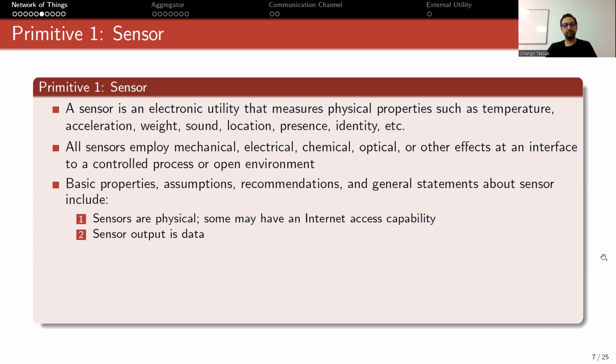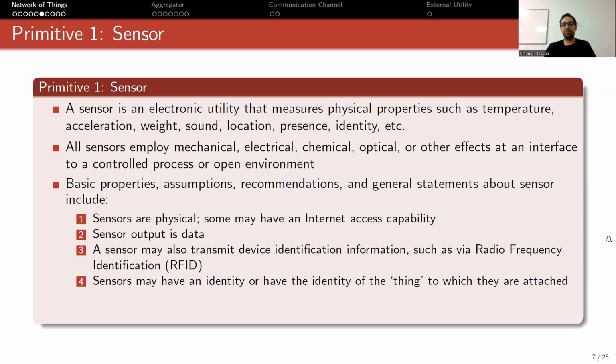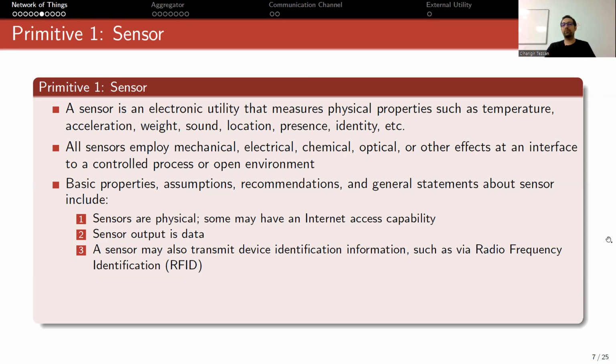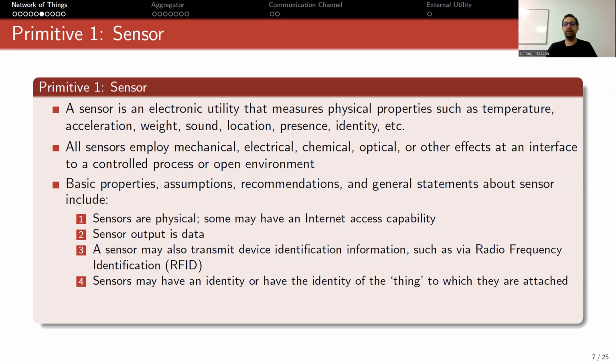Sensor output is data, and data is the new oil, so it is really expensive and has value. A sensor may also transmit device identification information, such as via radio frequency identification. This is important because sometimes you have to check the ID of a device, because malicious people may add a different sensor there and give you poisoned data. Okay. Sensors may have an identity or have the identity of the thing to which they are attached.